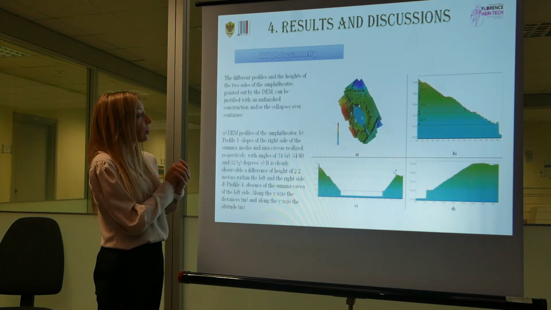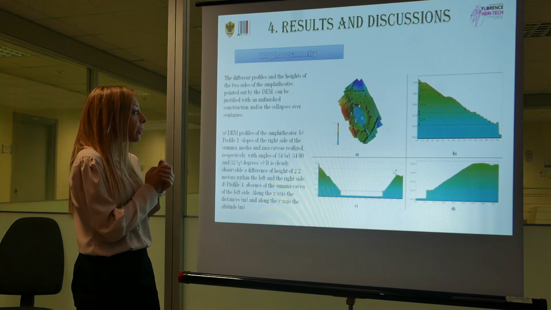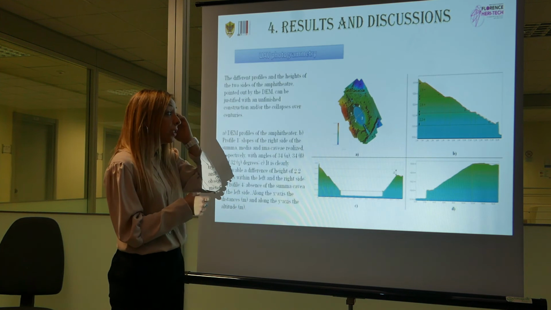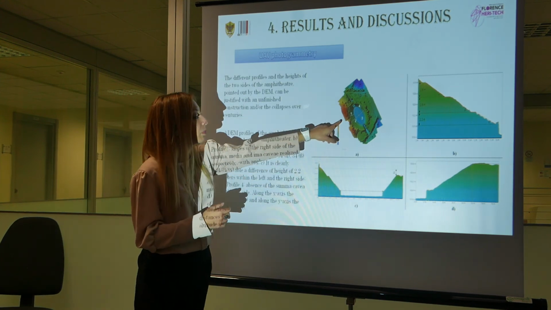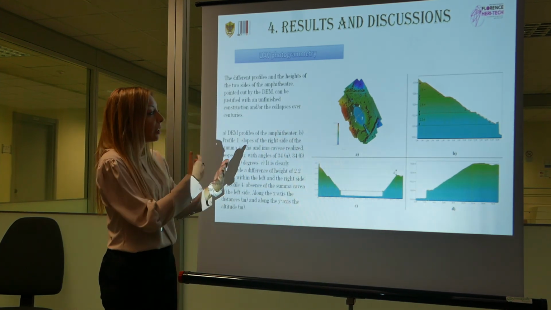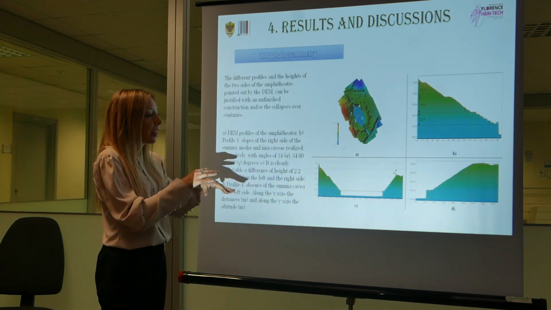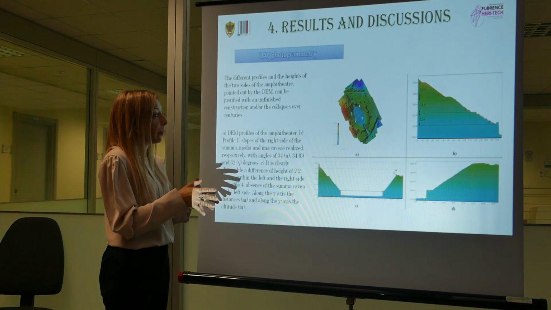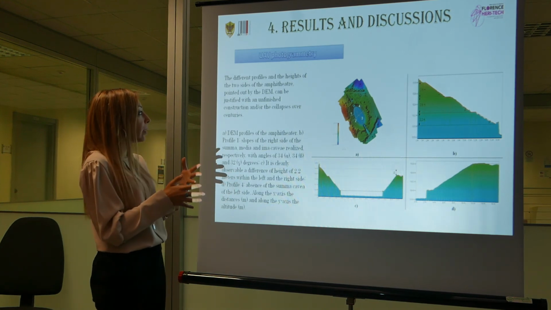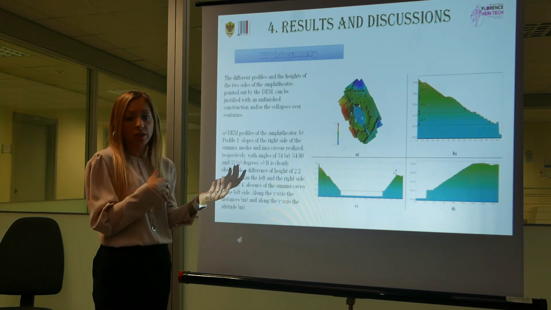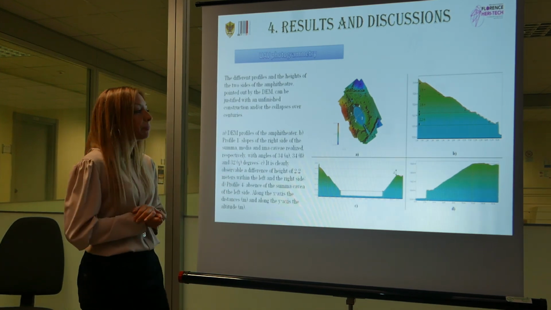Moreover, with UAV photogrammetry, we could see the different heights of the amphitheater using the DEM. So we drew some profiles, and as you can see, the heights are really different between them, maybe because of an unfinished construction or the collapse over centuries.